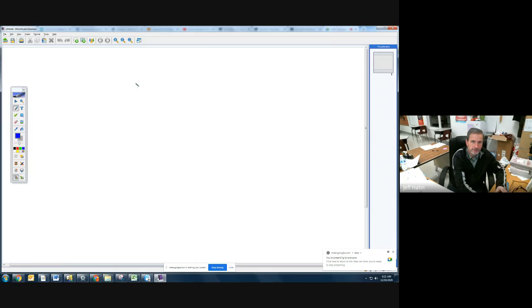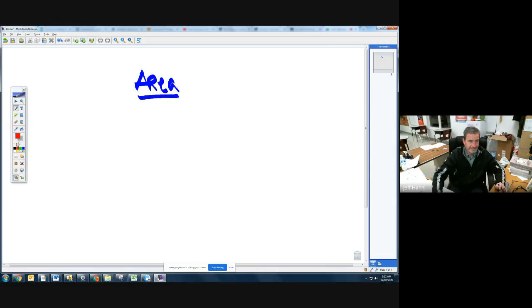Today we are talking about area. So here we go. Area. That's plenty big enough, isn't it? And the little subheading under area: today we talk about complex shapes. Area of complex shapes. And basically that means we are going to be looking at how to find the area.